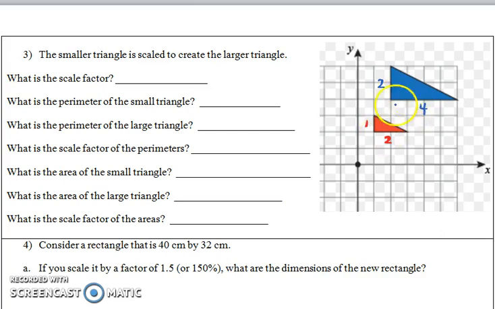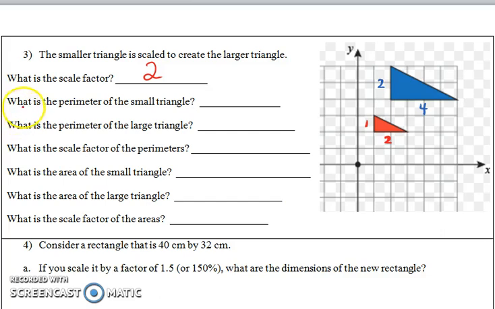So just looking at the dimensions, it becomes very apparent that you're taking each dimension and you're just scaling it or multiplying those dimensions by 2. So what is the scale factor? Well, the scale factor is 2 because I just multiplied the dimensions of the smaller red triangle by 2, and I resulted in that larger blue triangle.